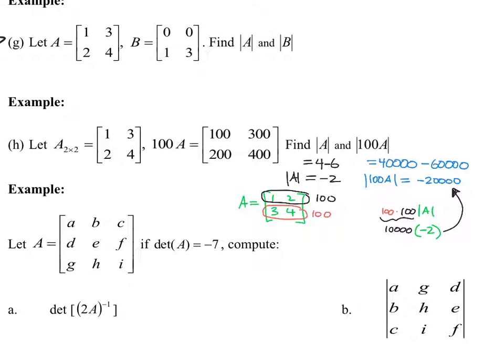So what I would do is, if I were given, let's say, a 5 by 5 matrix, and I wanted to multiply that matrix by a number, I would actually be multiplying the determinant by that number to the 5th power. The power is consistent with the number of rows or number of columns, depending on what you're multiplying by.